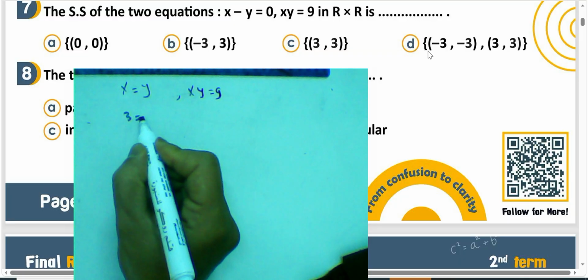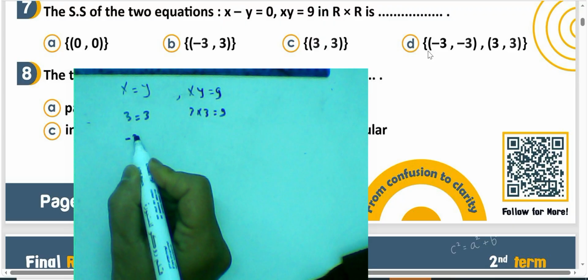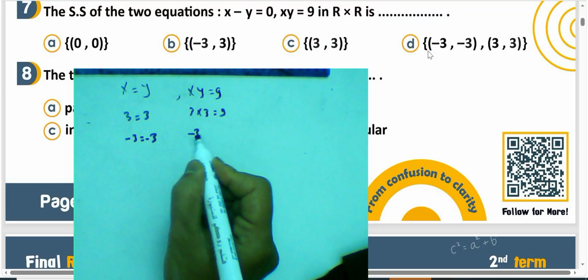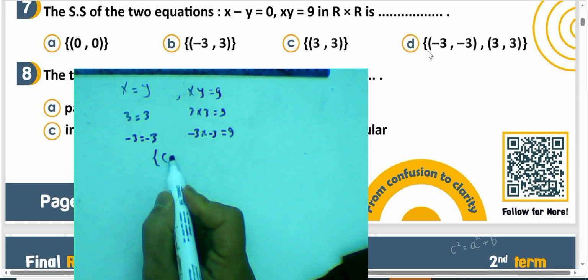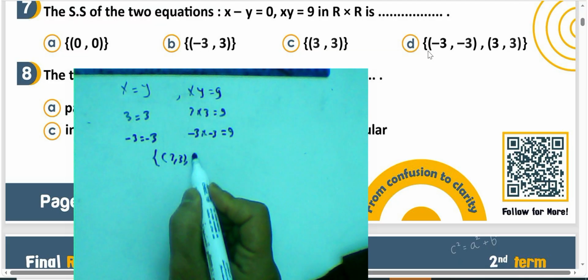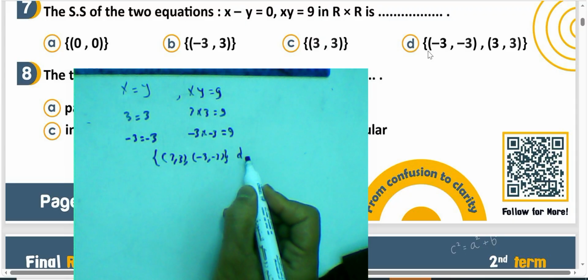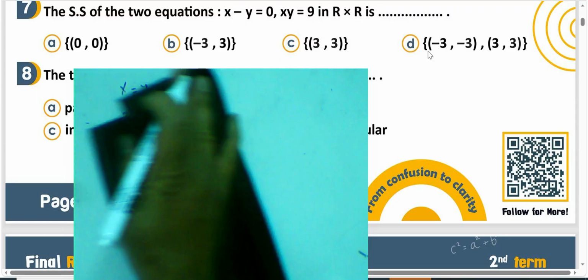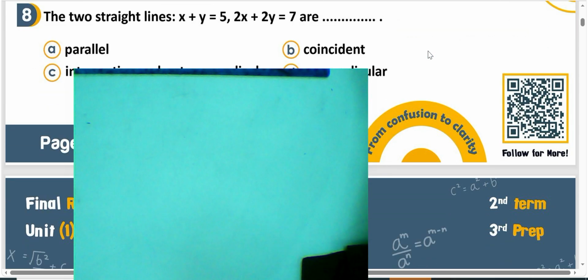We have 3 equal to 3, and 3 times 3 equals 9. And also negative 3 equal to negative 3, and negative 3 times negative 3 equals 9. Then we have two solutions. The first solution is 3 and 3, and also negative 3 and negative 3. Choose letter D for this question. Next question, number 8.